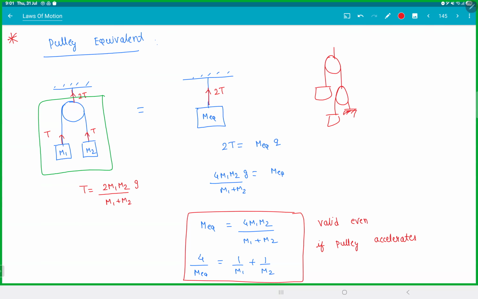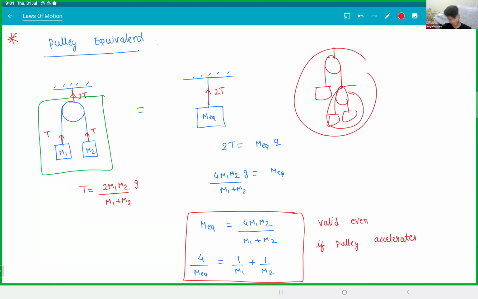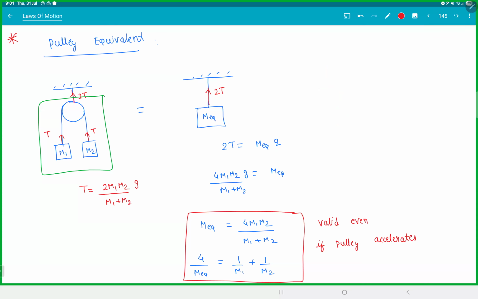Getting it? Then you can't do it, right? No, sir, I was saying like we put one more pulley instead of the block. Then you can do it for this, and then you can do it for this. You can keep on doing it. Yes. That works. We will do a thing like that.